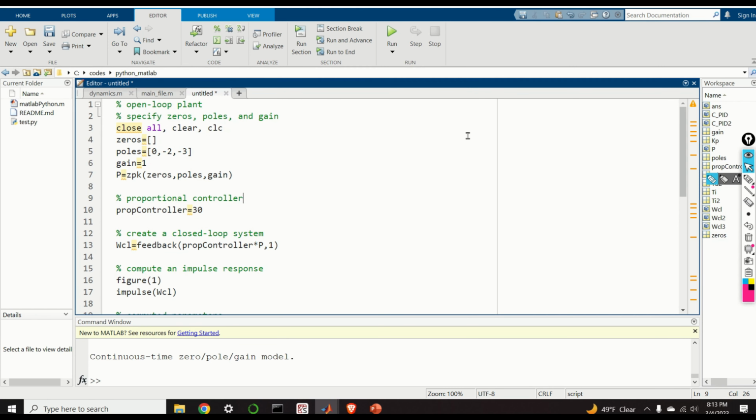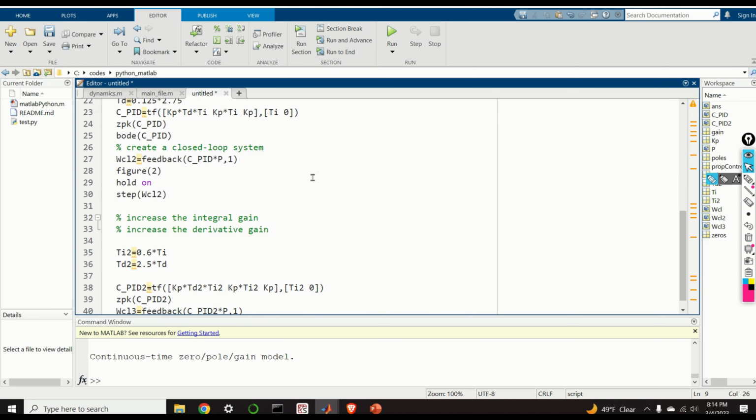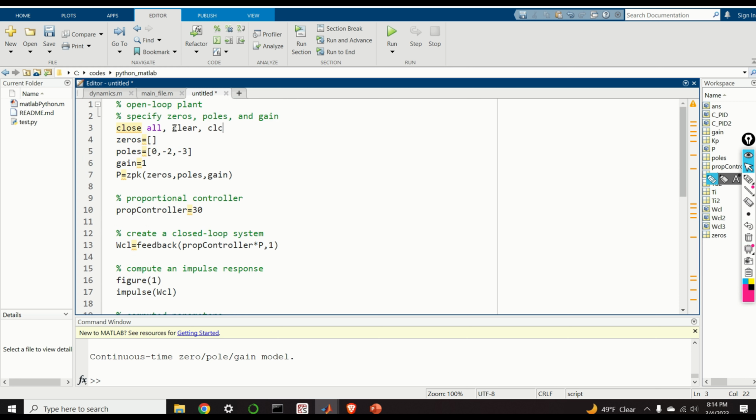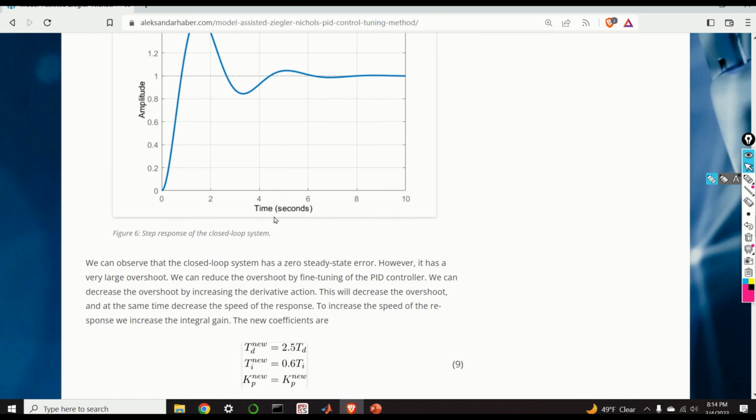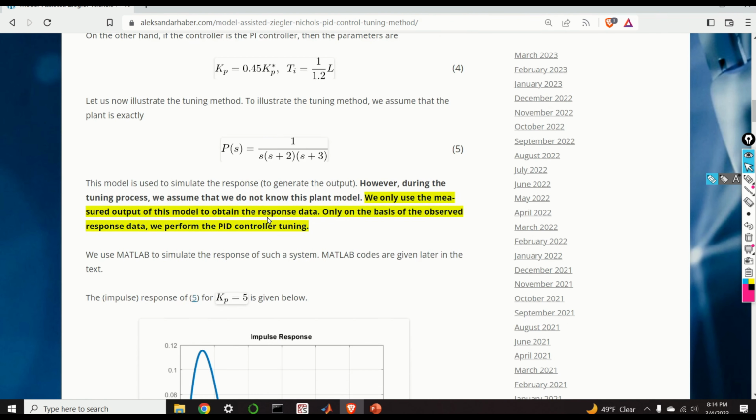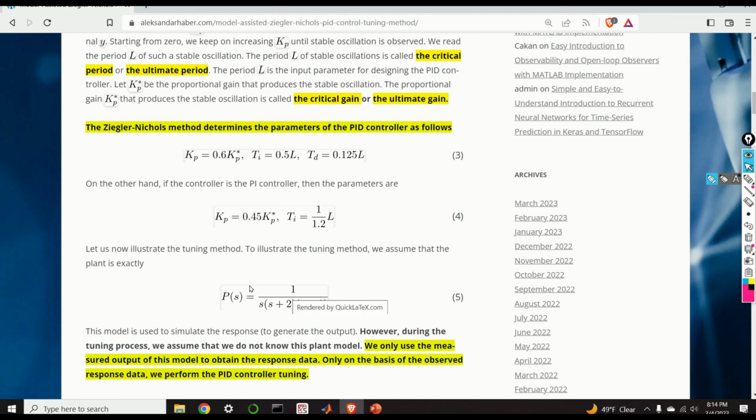Okay, next, we explain the MATLAB code we use to generate these nice graphs. So here's the MATLAB code. First, we close all the windows, we clear our memory space, and we clear the workspace. And the first step is to define our open loop function, that is to define our plant. Here's our plant. It's given by the equation number 5.